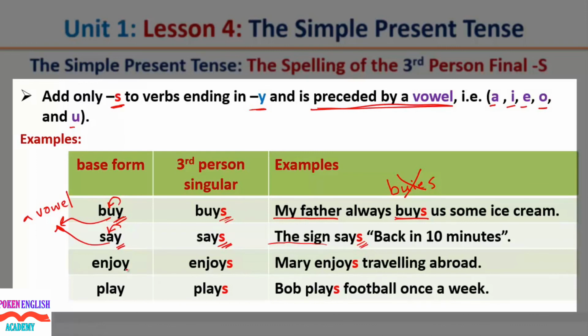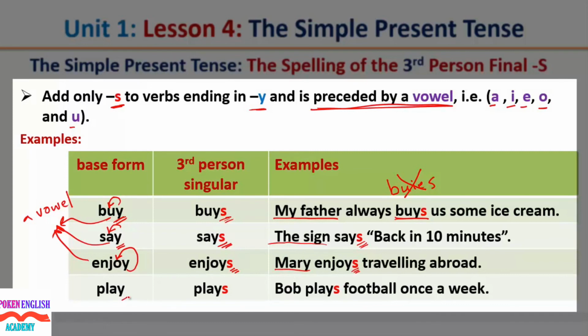Enjoy, again, this verb ends in y and is preceded by what? By a vowel. Okay, is preceded by a vowel, so keep the y and add only s. Example, Mary enjoys traveling abroad. Mary is a singular noun, so we need to add s to the verb.